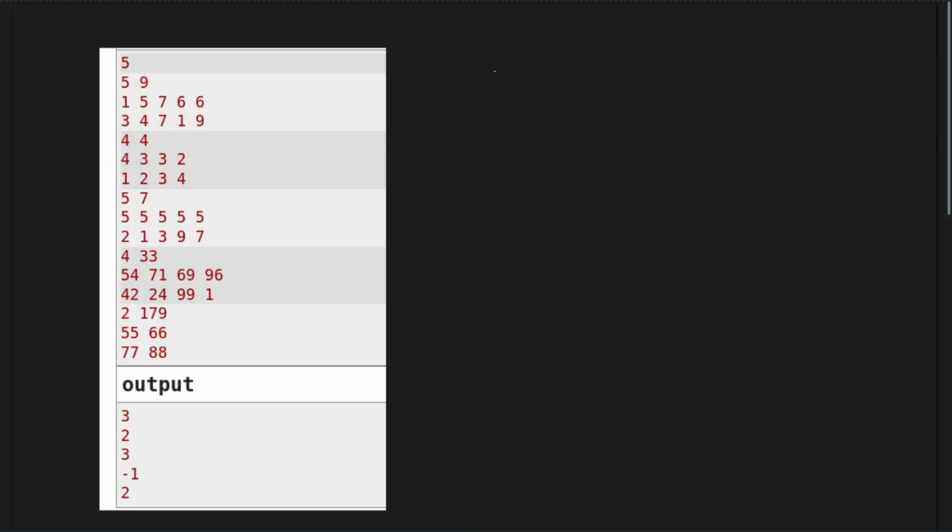For example, if we have n equals 5 and the value of time is 9, the durations of the shows are 1, 5, 7, 6, 6, and the entertainment values of the shows are 3, 4, 7, 1, 9. To reach the first show, you need 0 seconds and the duration is 1 second. So it will take a total of 1 unit of time and the entertainment you can get from it is 3. For the second show, you will need at least 1 unit of time to reach it and 5 units of time to watch it, so the total time is 6 and the entertainment is 4.